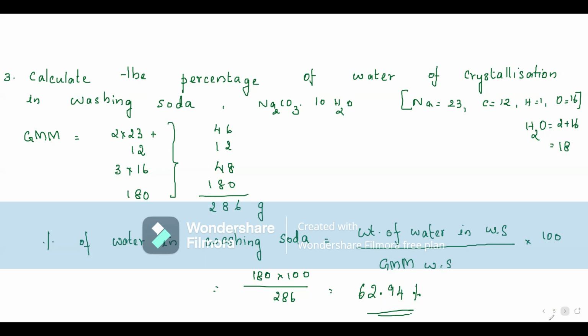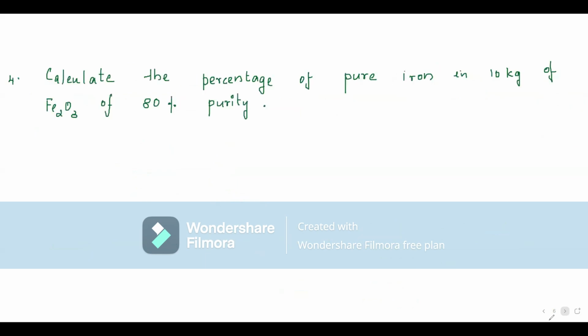Percentage of water of crystallization in washing soda. Now, moving on to the next one. Percentage of pure iron in 10 kilograms of Fe2O3 of 80% purity. Again, a slightly different question. The atomic mass of iron is 56.